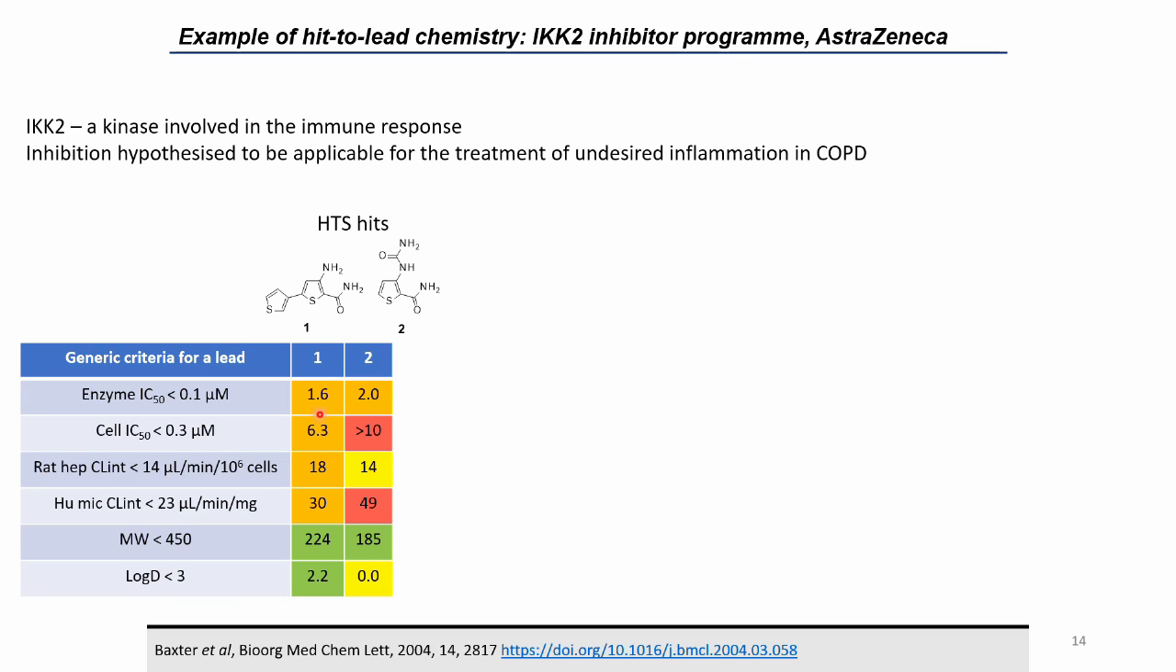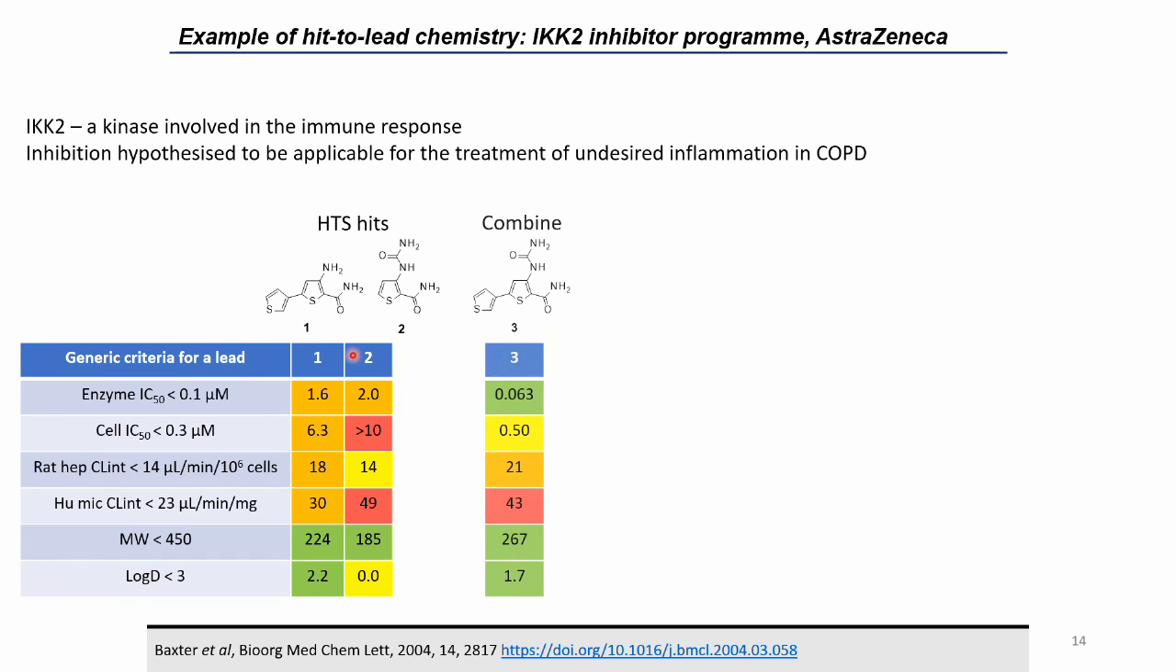So, yeah, that's okay. This one, in this case, the rat hepatocyte clearance is just about at the borderline. This one's not much worse. Human microsomes there are a little bit poorer, a bit above the target range. But yeah, molecular weight's good. Log D of this one looks really nice. So, well, these two compounds look a bit similar, so they combined them. And they made this compound, compound 3, and suddenly, wow, potency looks great.